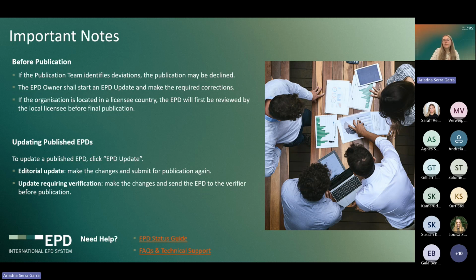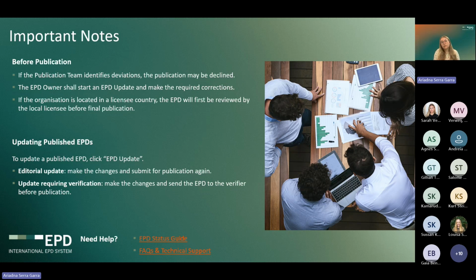Then, as a note, if your company belongs to a licensee region, the licensee will perform this first check. And that also means that the publication might be slightly delayed because they will be the ones checking the EPD first. If you are wondering if your company belongs to a licensee country, you can also check our website, and there we are listing all the countries that we have licensees.